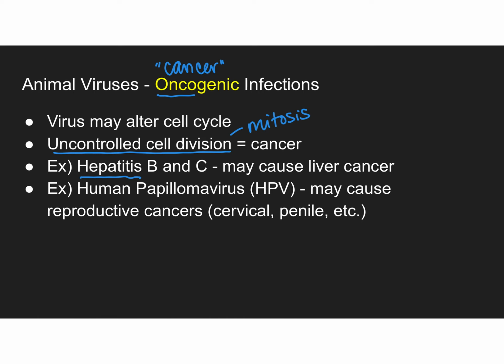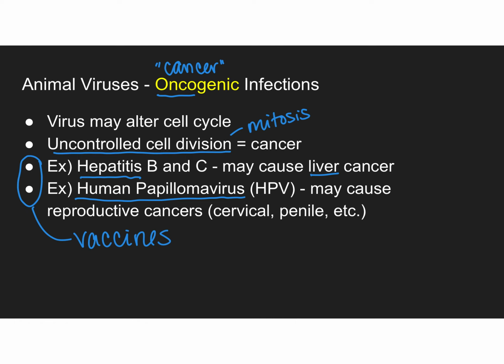So some examples of viruses that can be oncogenic include some of the hepatitis viral strains that can cause liver cancer. HPV, which is the human papillomavirus, is one that can cause a lot of reproductive cancers. Most notably, it can cause cervical cancer, but it can also cause other cancers associated with the reproductive organs. And one interesting thing about both of these is that there are vaccines available to prevent you from getting sick or getting cancer from these viruses.